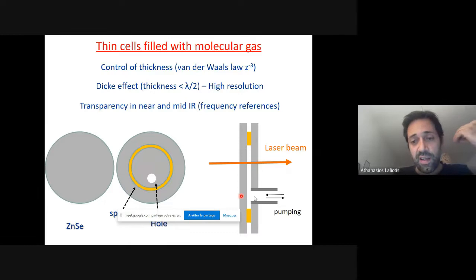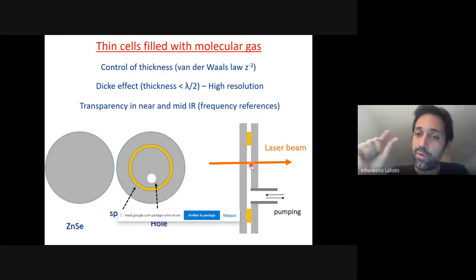So these thin cells allow you to control the thickness and therefore control the distance that the molecules have from the surface, contrary to selective reflection, where the probing depth was defined by the wavelength. So this can help you achieve much better sensitivity to Casimir-Polder interactions. So this is a good thing when you want to measure molecule-surface interactions.